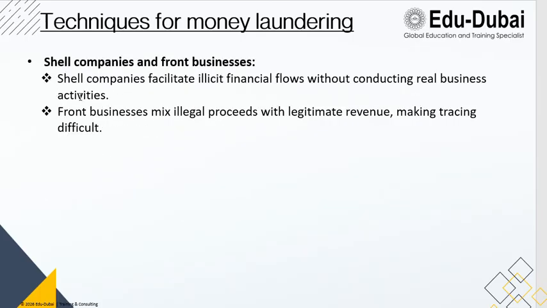And last is the formation of shell companies. If a particular company operating in India wants to facilitate illicit financial flows, what happens? It opens a subsidiary or shell company in tax-free havens like Mauritius or the Cayman Islands, and facilitates fund transfer through that company. Front businesses mix illegal proceeds with legitimate revenue, making tracing difficult. So using shell companies, we can do money laundering. These are the techniques used for money laundering.